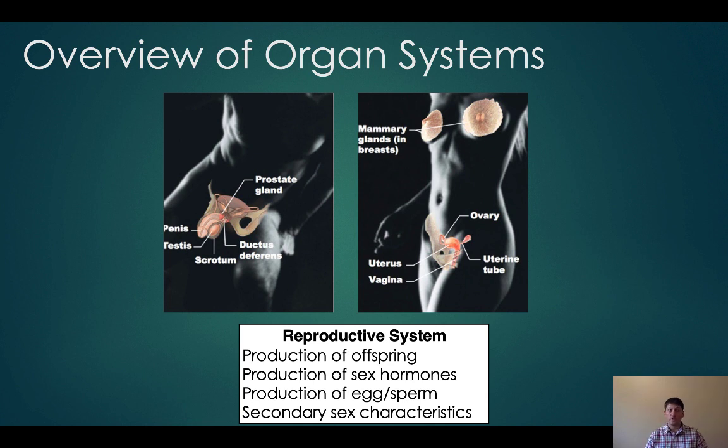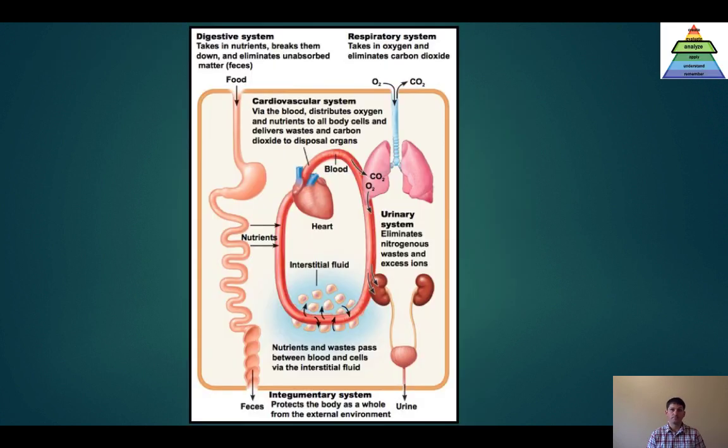So when we go through puberty, how does that change our bodies? Producing eggs and sperm, and also our secondary sex characteristics. So how do we change again during puberty?